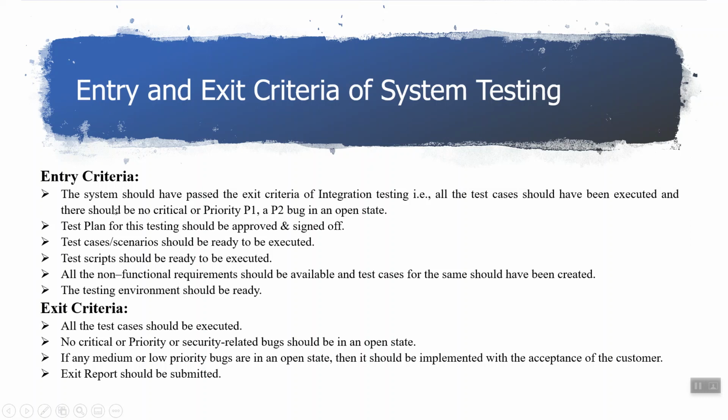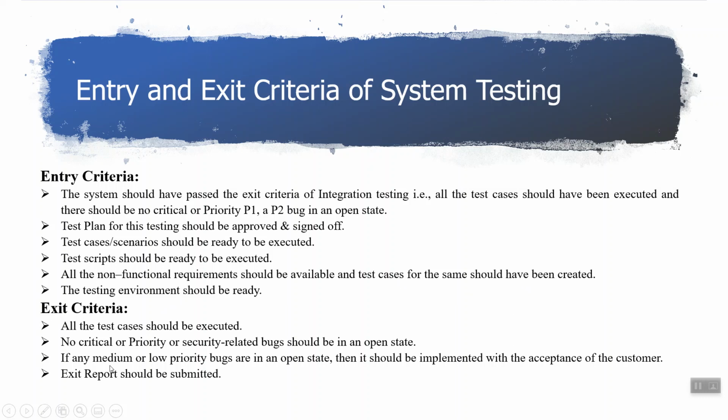For the entry criteria, the system should have passed the exit criteria of integration testing. That is, all the test cases should have been executed and there should be no critical or priority P1 or P2 bug in an open state. The test plan for this testing should be approved and signed off. Test cases or scenarios should be ready to be executed. Test scripts should be ready to be executed. All the non-functional requirements should be available and test cases for the same should have been created. The testing environment should be ready. So these are the entry criteria for the system testing.